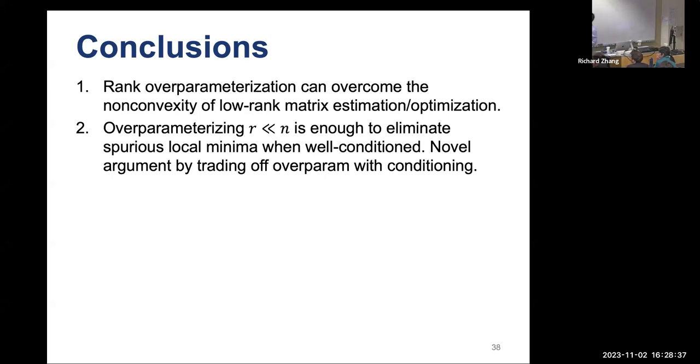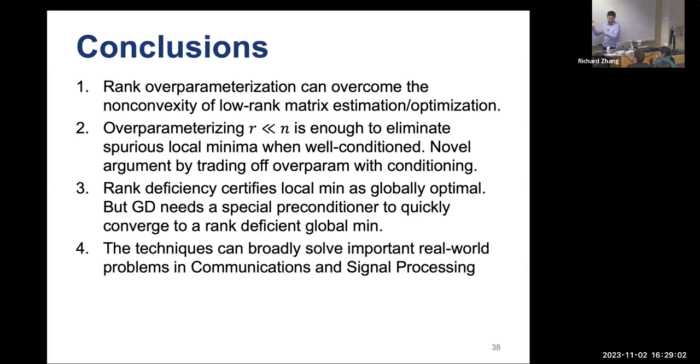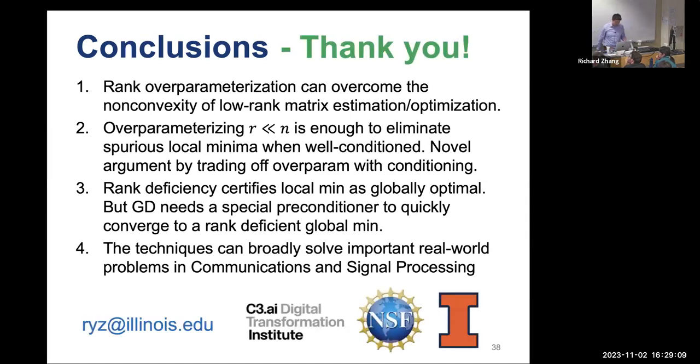And the novel arguments trade off the overparameterization with the ill conditioning in order to establish this proof here. And you can just use rank deficiency to certify a local min as globally optimal, but gradient descent doesn't converge. Using a special preconditioner, it converges to a rank deficient local min, which is a global min, and then it certifies it. And finally, when we apply this to the real world, we see that it really does work and you solve some interesting problems in communications and signal processing.